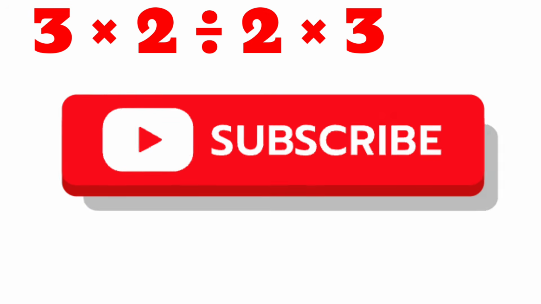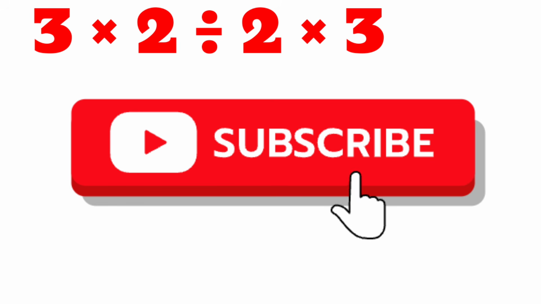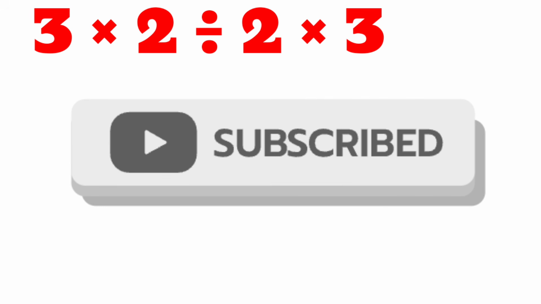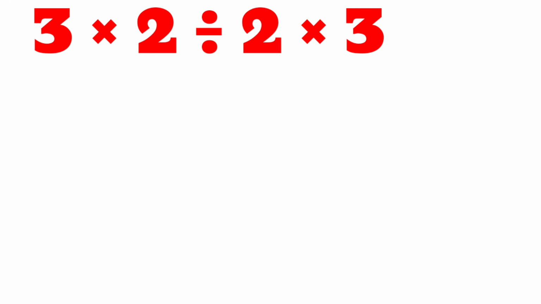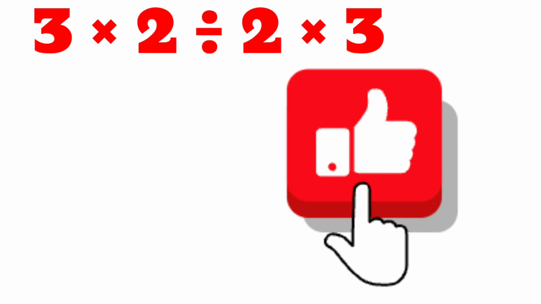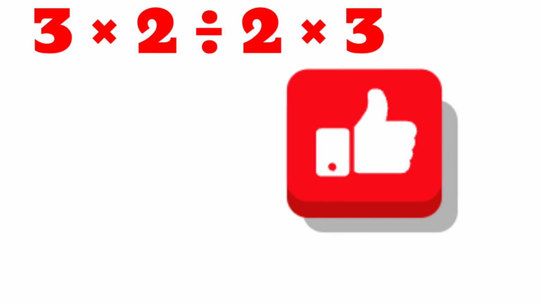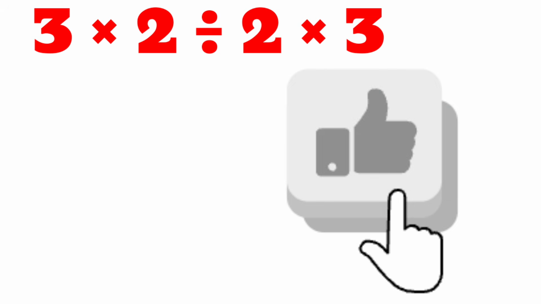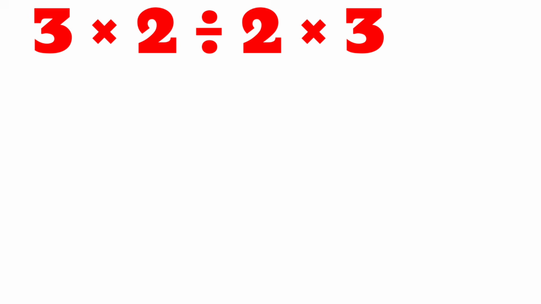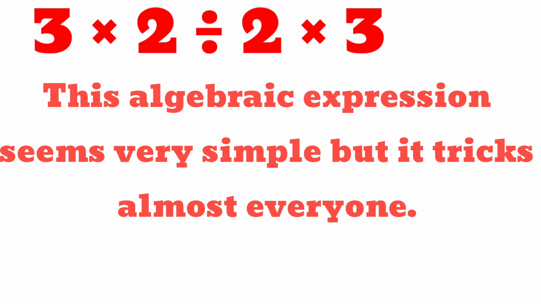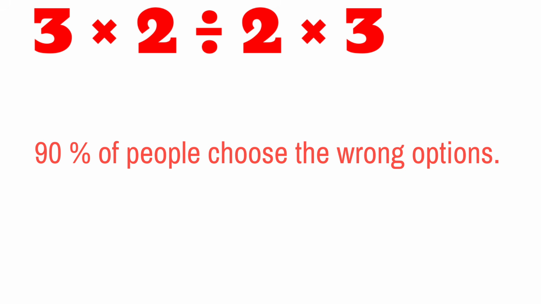In this video, we want to find the value of this expression: 3 times 2 divided by 2 times 3. This expression seems very simple, but it tricks almost everyone. 90% of people choose the wrong options.